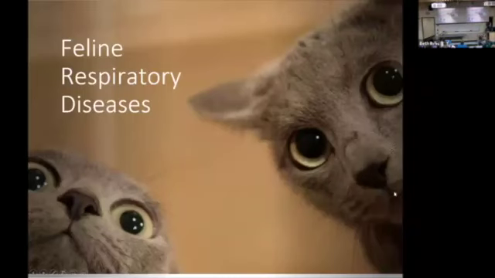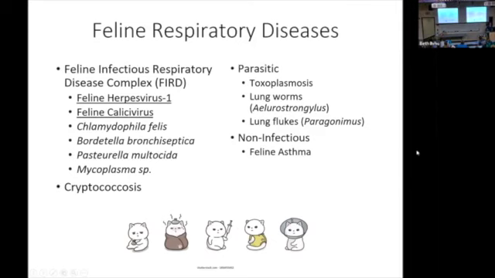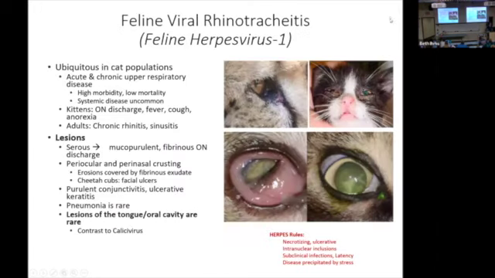Right, cats. Respiratory disease complex. Primary viruses are herpes and feline calicivirus. Rachel did a pretty good job talking about this with eye stuff, so I'm not going to cover a lot of the popular presentations. But this is a herpes, right?